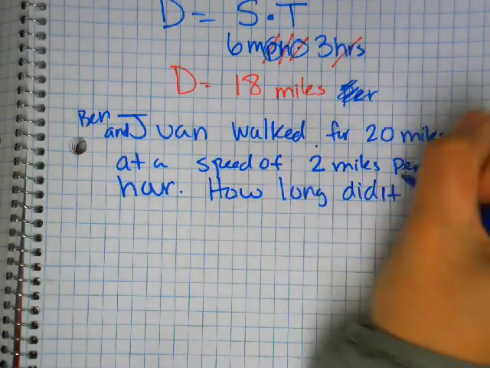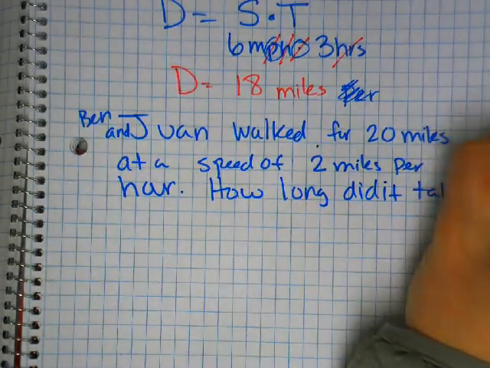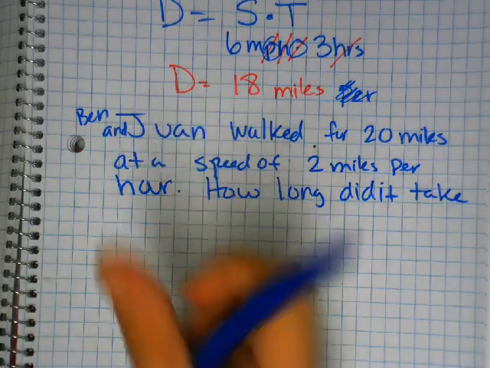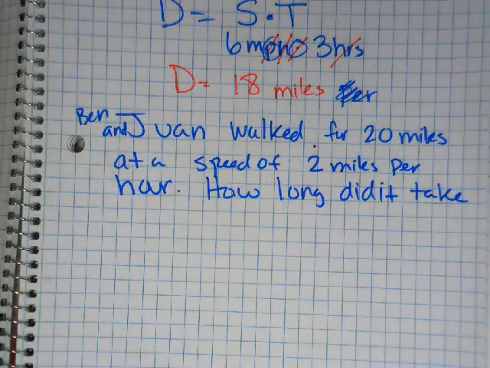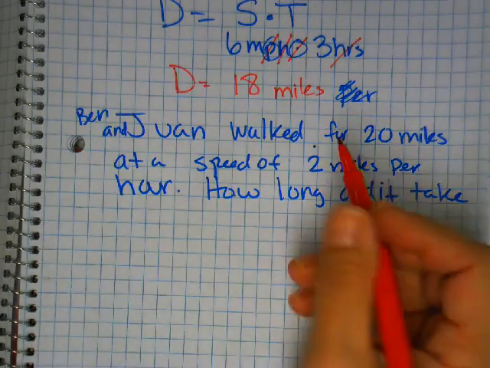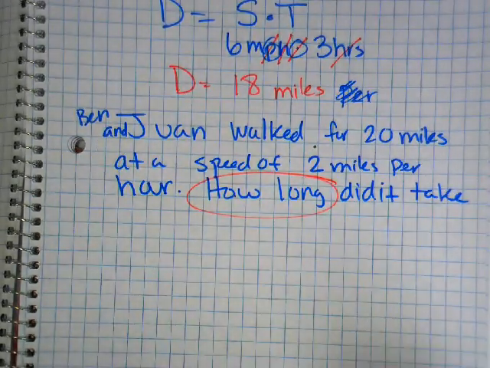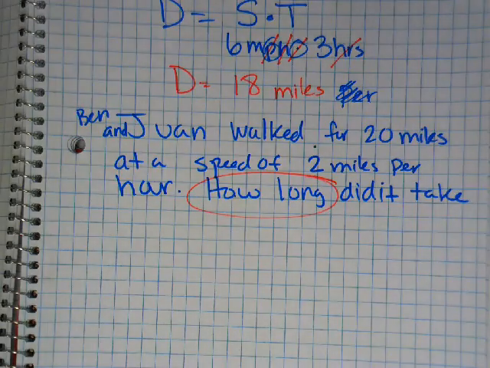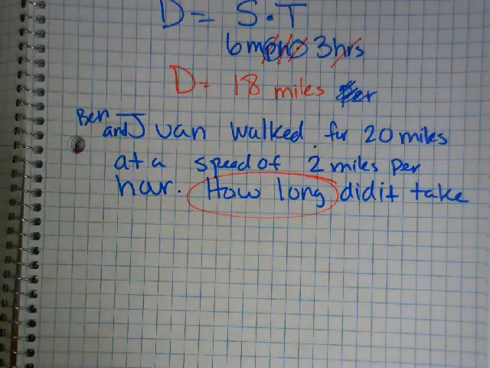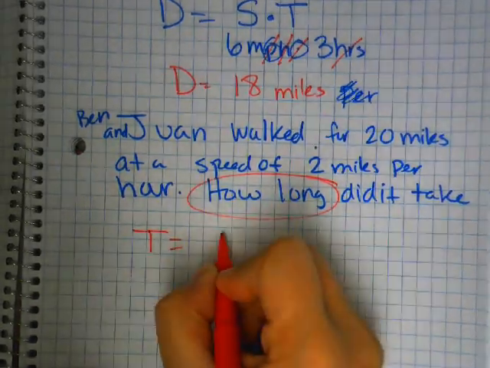Did it take them to walk the 20 miles? Okay. So I'm solving for time. So I take my triangle. What letter do I cover up? The T. So what math is left? Distance divided by speed. So time is equal to distance divided by speed.